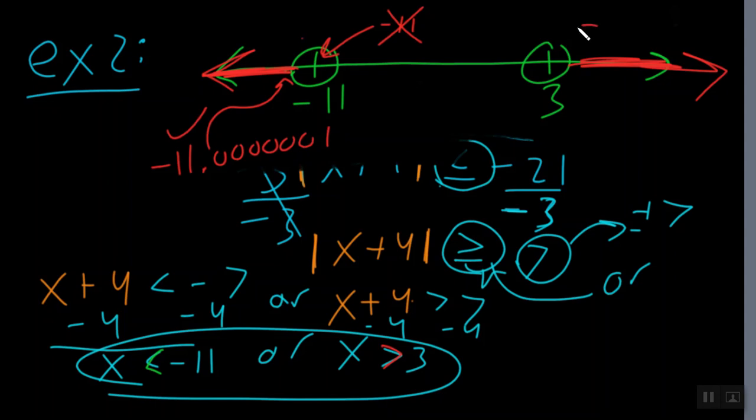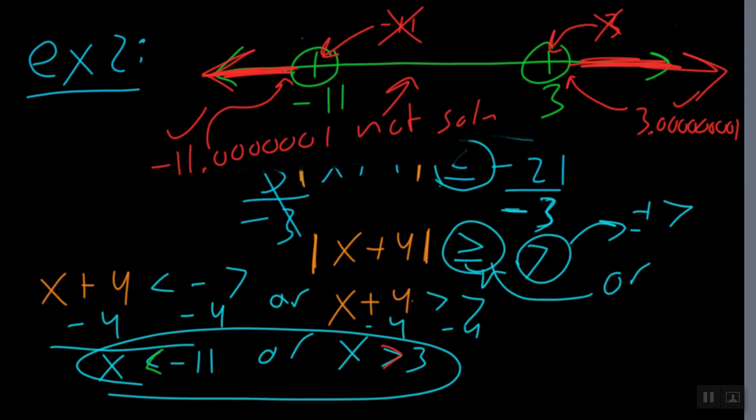Same thing over here. We'd say that 3 is not a solution because it's not included, but you could get as close as you wanted to. You could get to 3.00000001, and you know what? That would definitely be a solution. Remember, anything in between is not a solution. So for example, we could say 0, not a solution, 2, not a solution, negative 7, not a solution. Alright, I hope this has been helpful, and I'll catch y'all in our next video.